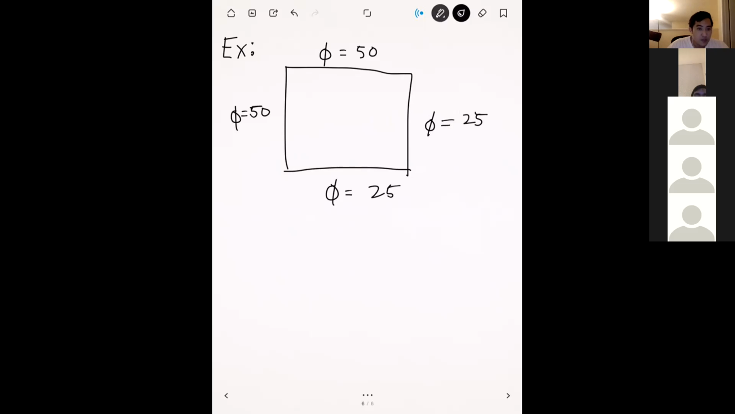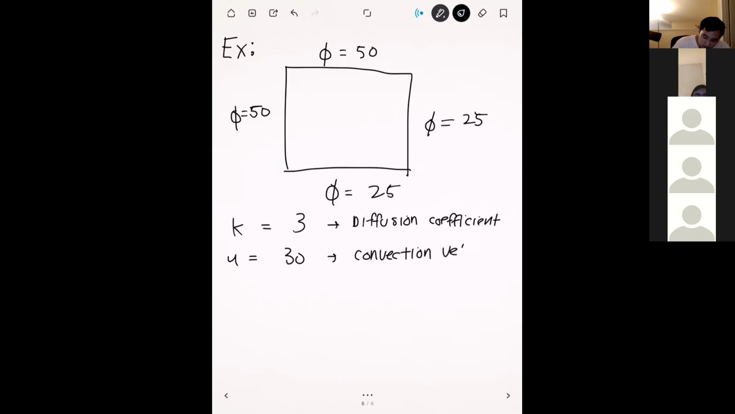Besides that, everything's going to be the same. But let me define what the parameters are. For this problem, we're going to use a diffusion coefficient equal to 3. Our value of u is going to be 30, which is the convection velocity in the x direction. And then v is going to be 75.